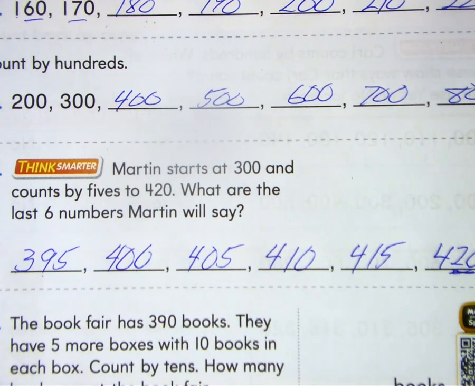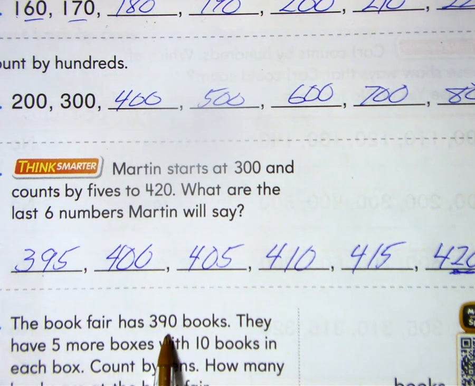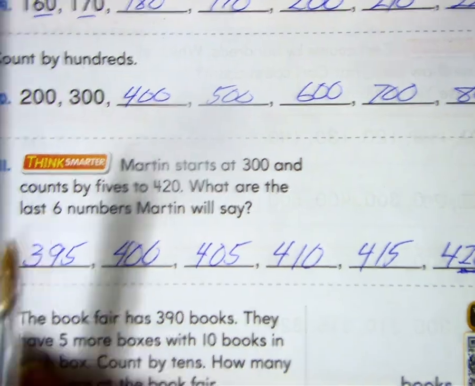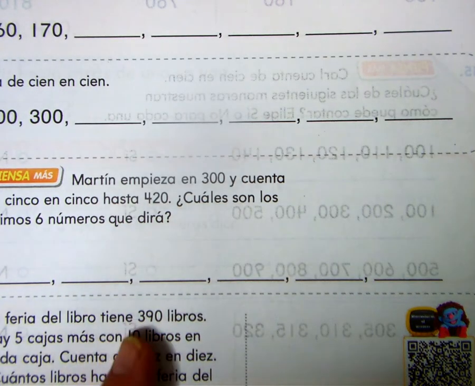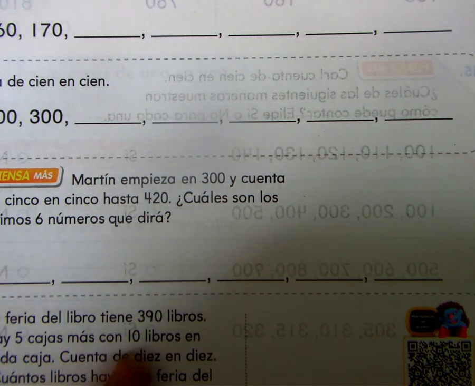Okay. The book fair has 390 books. They have 5 more boxes with 10 books in each box. Count by tens. How many books are at the book fair? La Feria del Libro tiene 390 libros. Hay 4 cajas más con 10 libros en cada caja. Cuenta de 10 en 10. ¿Cuántos libros hay en la Feria del Libro?